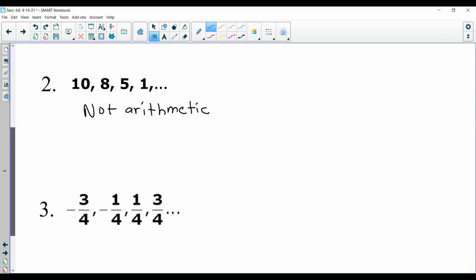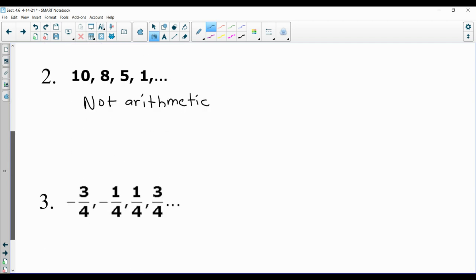All right, the third one. -3/4, -1/4, 1/4, 3/4. Does it increase or decrease by a common amount, Jordan? Increase. Do you know what that amount is? It is 1/2. So this is arithmetic.